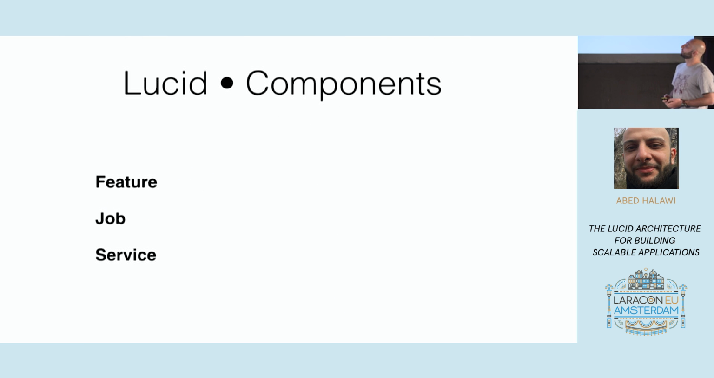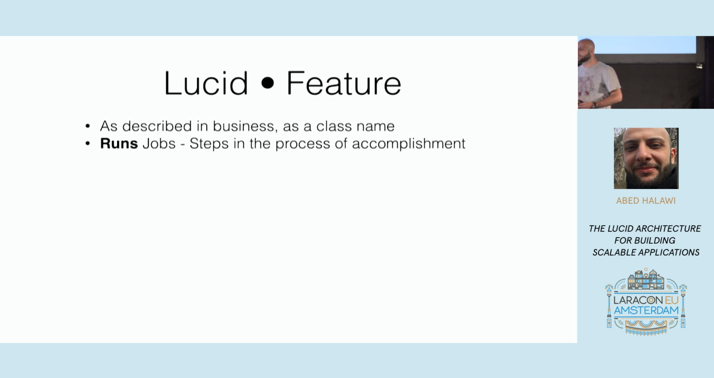Let's start with Lucid. Some of the components of Lucid are the following: feature, job, and service. Of course, you've used these words before, I'm pretty sure. Let's start with feature. What is a feature in Lucid? It is as you describe it in business. Just like you would say, well, I have this feature in my application. This is what a feature is. But think of it as a class in your code. You have a class for each feature in your code. For example, one of the projects that we worked on was a publishing platform.